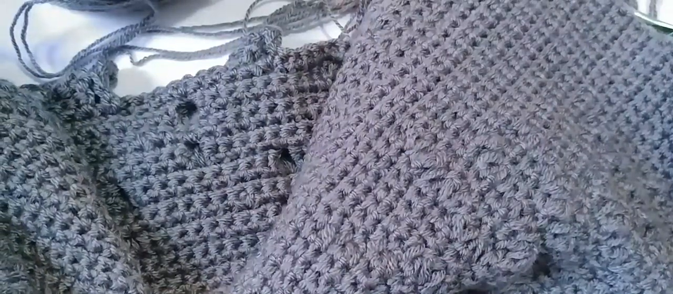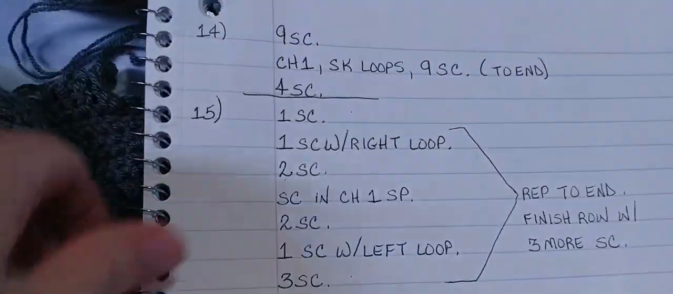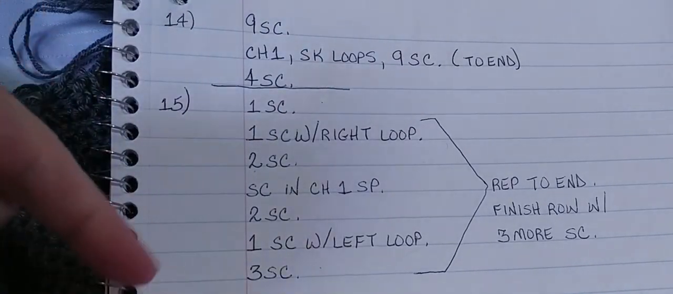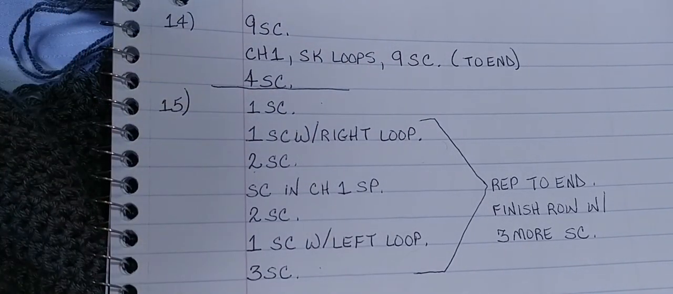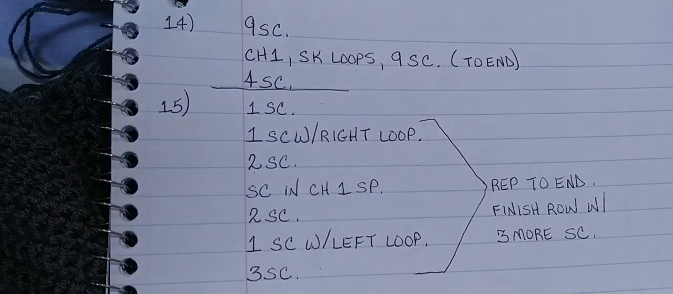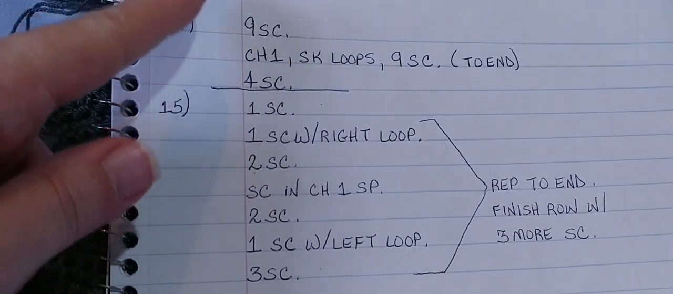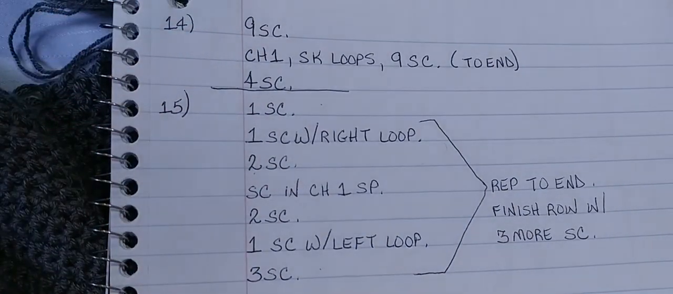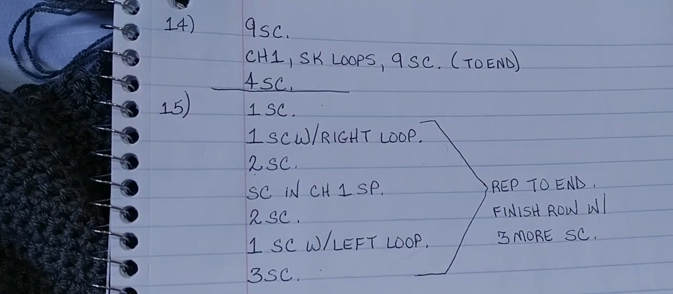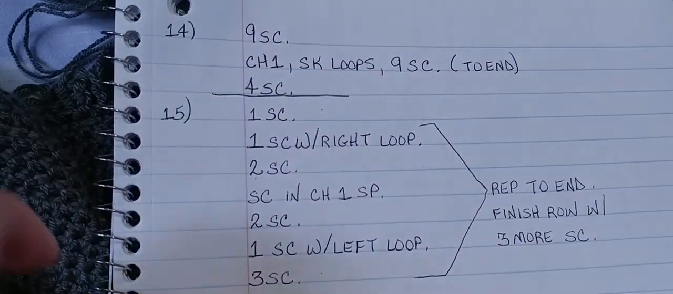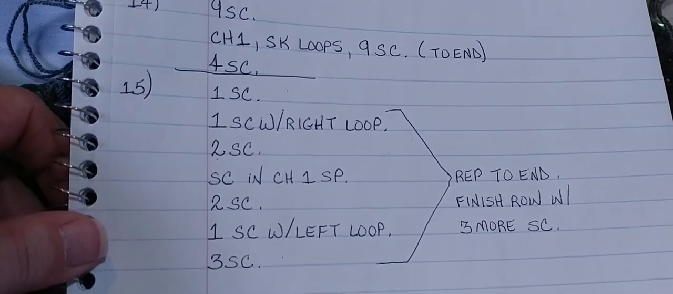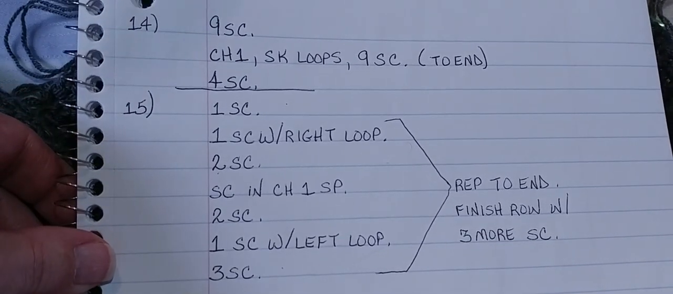Here are my written instructions. They're pretty simple, and you're pretty familiar with these stitches by now. We're on the third row of flowers, and it's just going to be a repetition of a few rows till the end of the flowers graph. If you'd like to take a screenshot. Okay, let's get started.